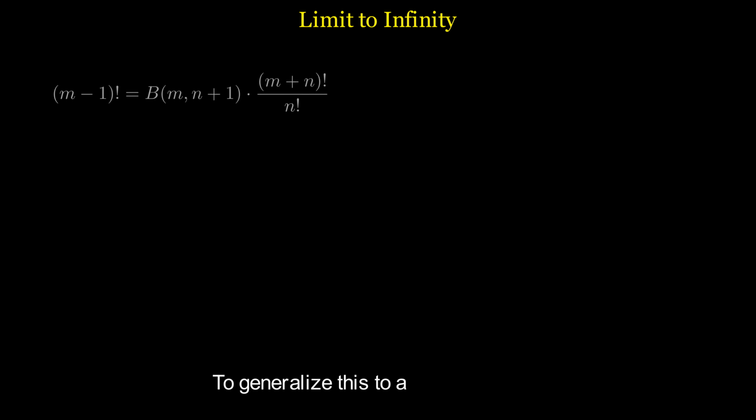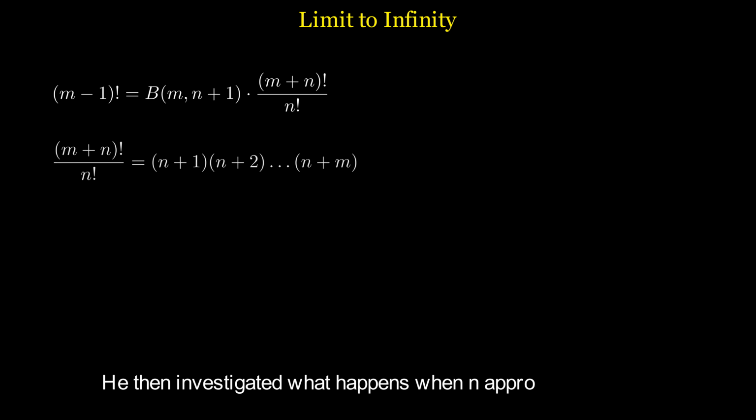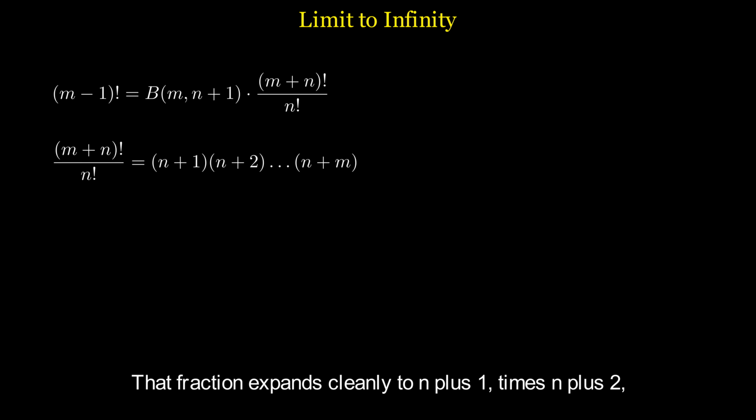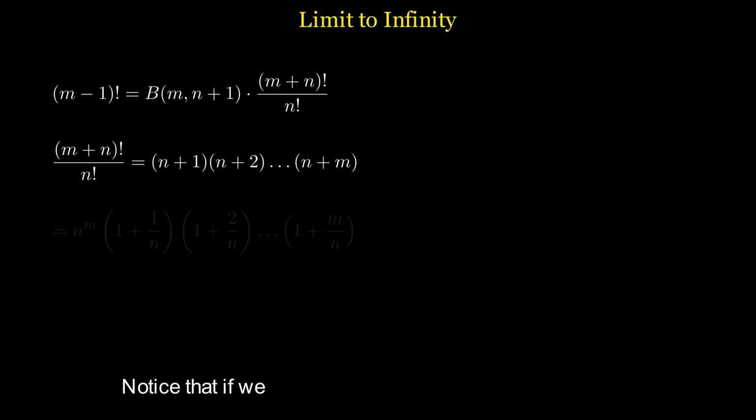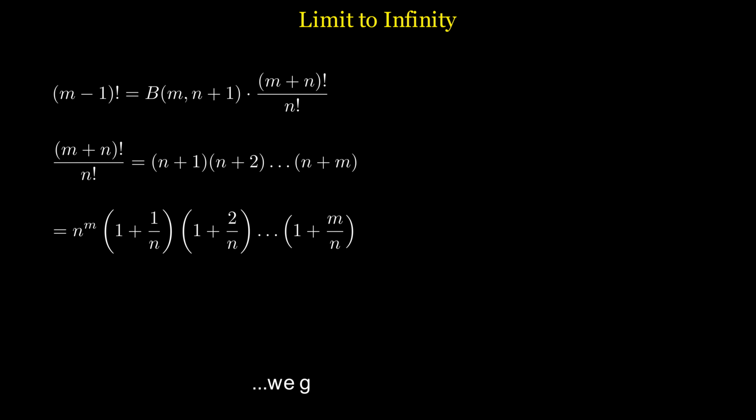To generalize this to all real numbers, Euler did something extremely clever. He rearranged the equation to solve for m minus 1 factorial. He then investigated what happens when n approaches infinity. That fraction expands cleanly to n plus 1 times n plus 2 up to n plus m. Notice that if we factor out an n from each of the m terms, we get n to the power of m times a sequence of fractions.